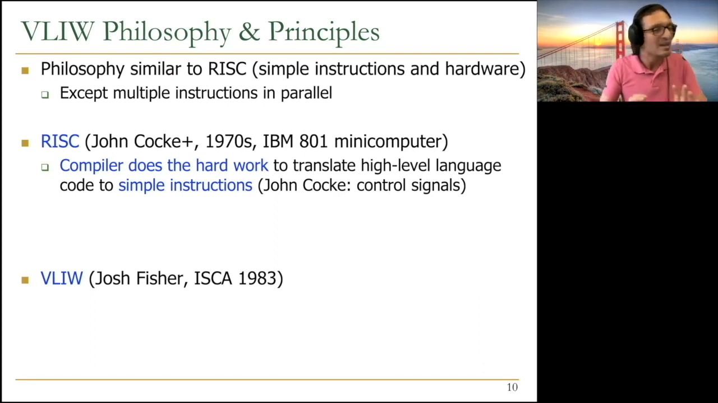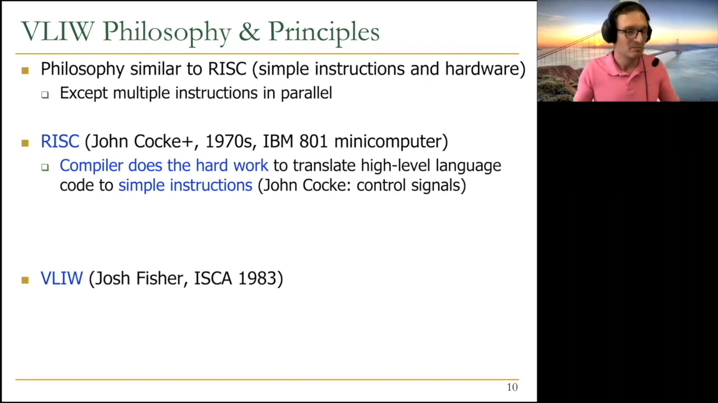An FPGA somewhat does that, right? If you have a compiler that compiles code into an FPGA in some manner, then you may need to manipulate some control signals if you don't have a higher level abstraction. And that was the philosophy of RISC initially when it was developed. Of course, control signals turned out to be very, very hard to compile into.